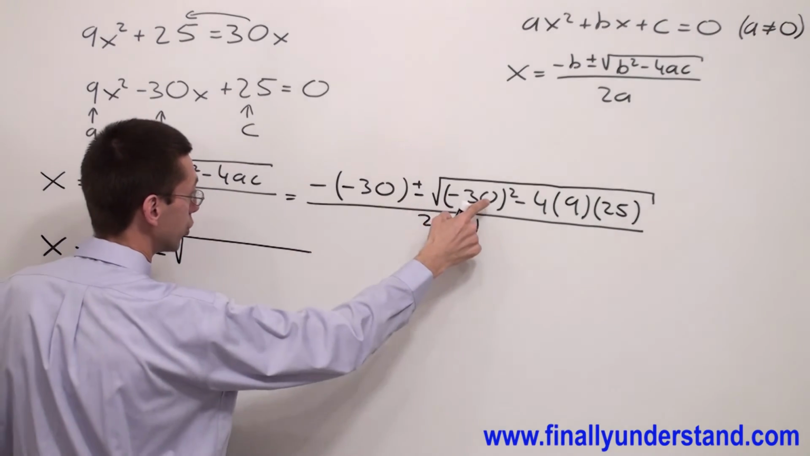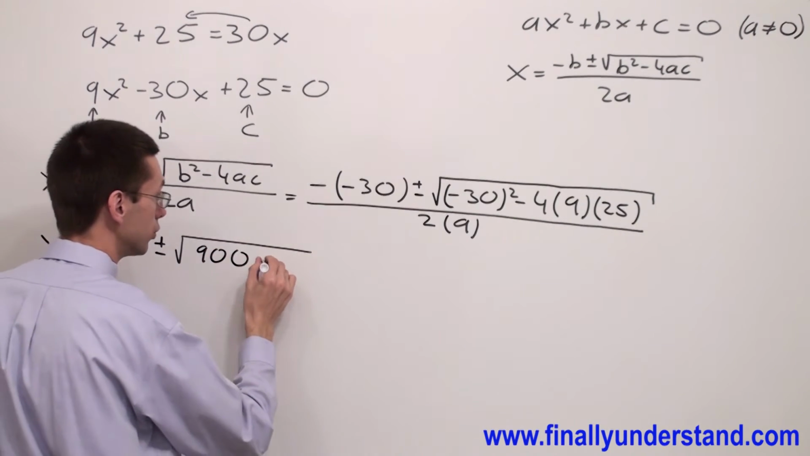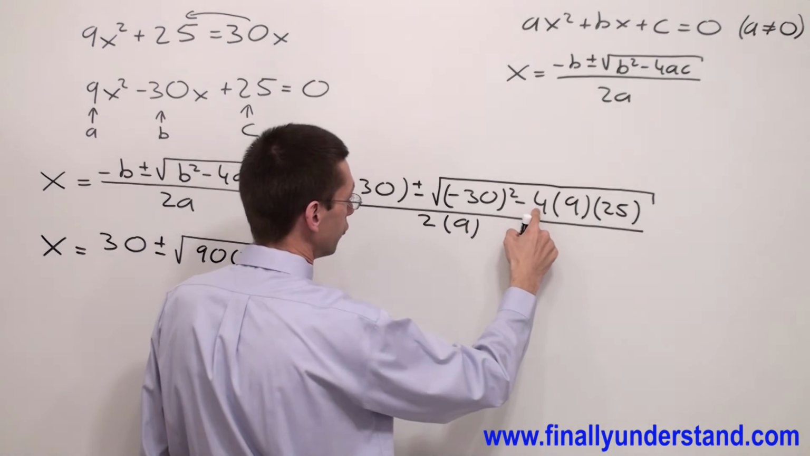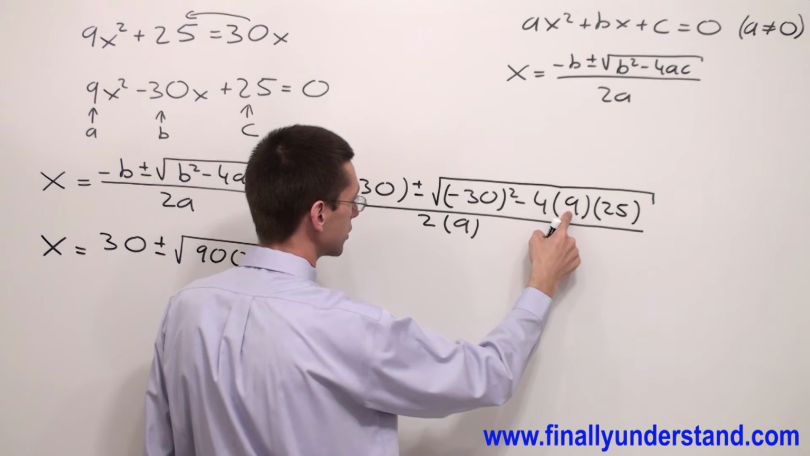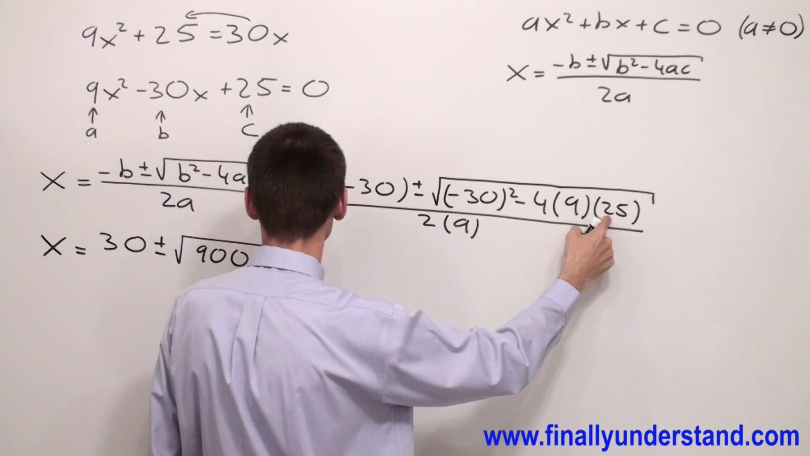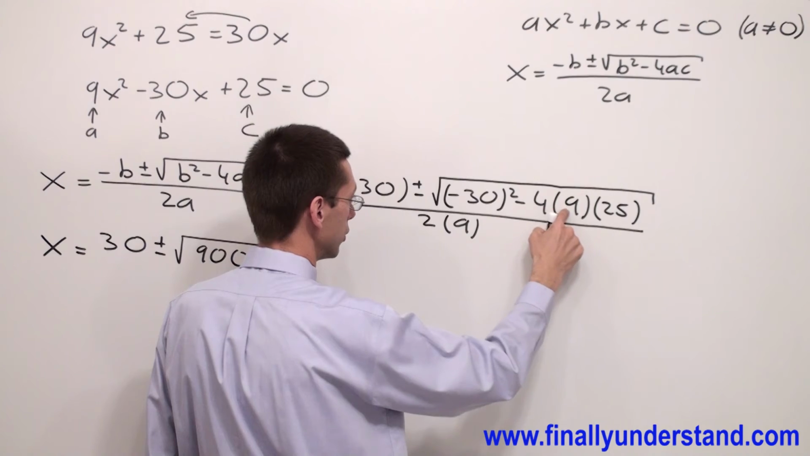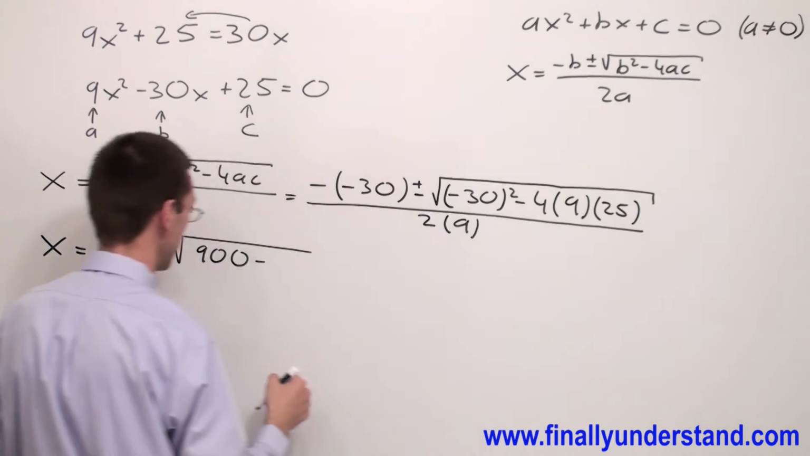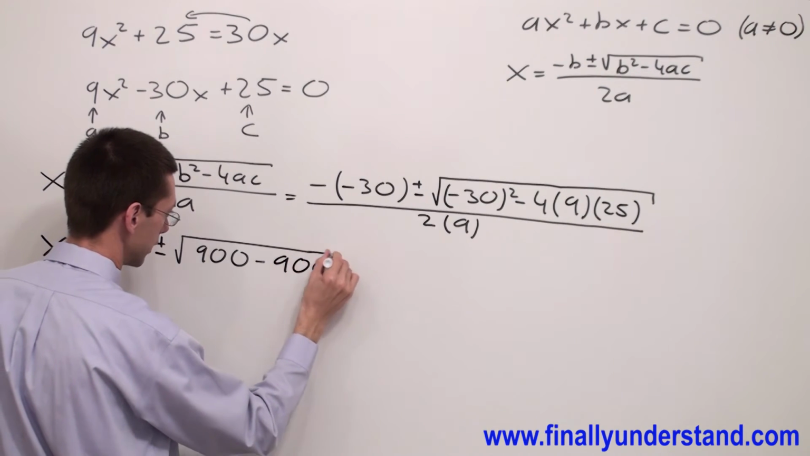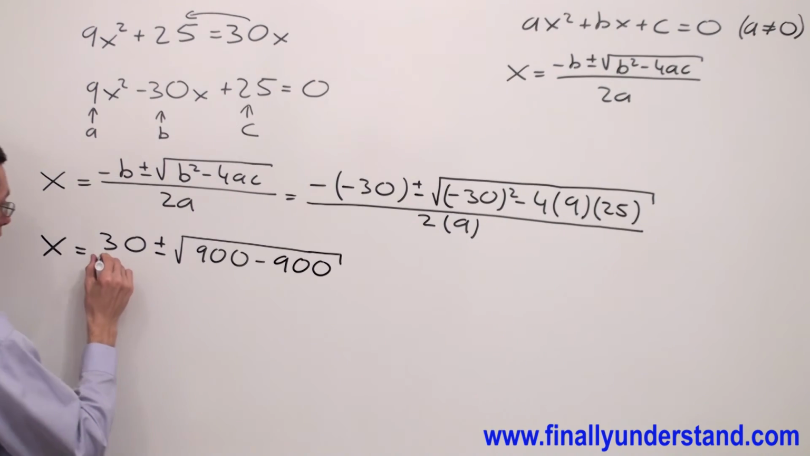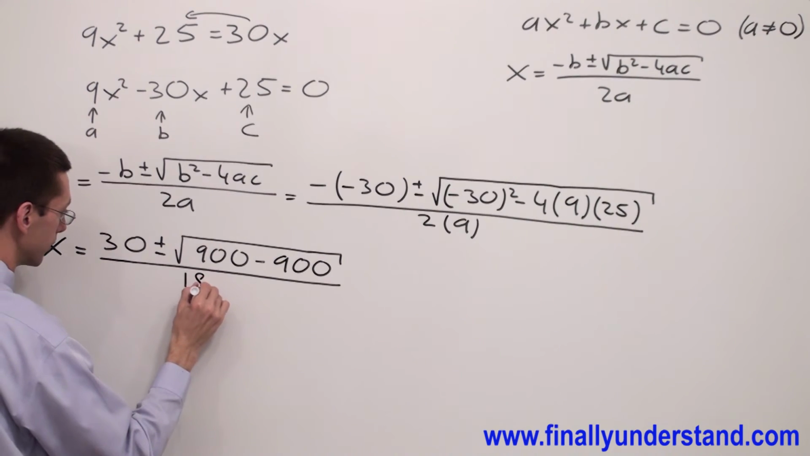I have negative 30 to the second power is equal to 900 minus 4 times 9 is equal to 36. 36 times 25 is 900. And keep in mind we're supposed to keep the negative sign because all these factors are positive. That's why I'm going to write over here 900. Okay, negative. And I have everything over 2 times 9, which is equal to 18.